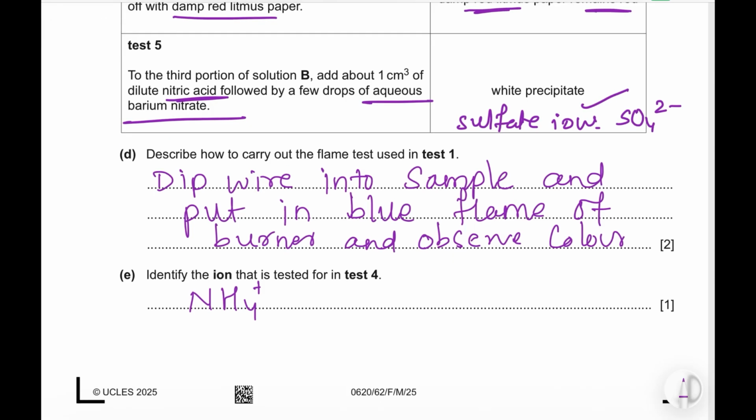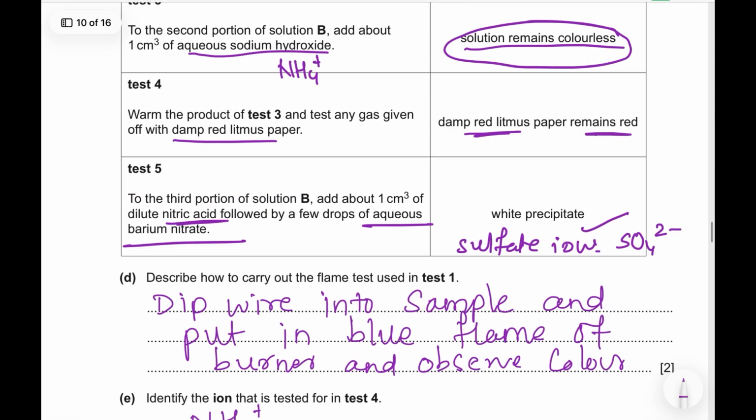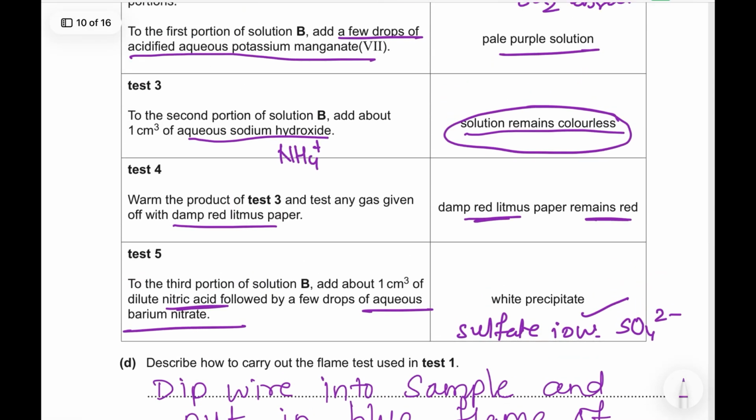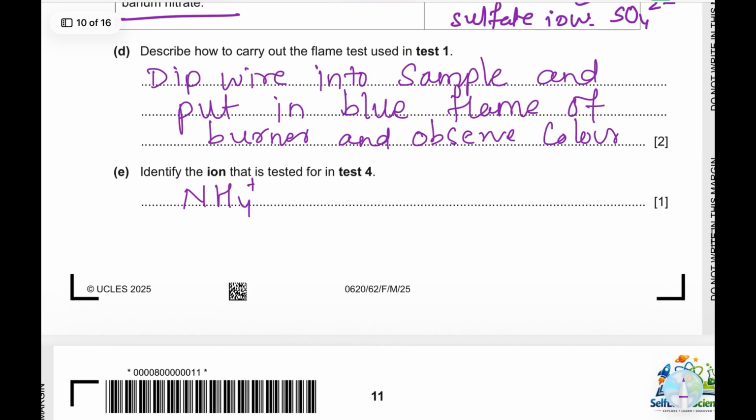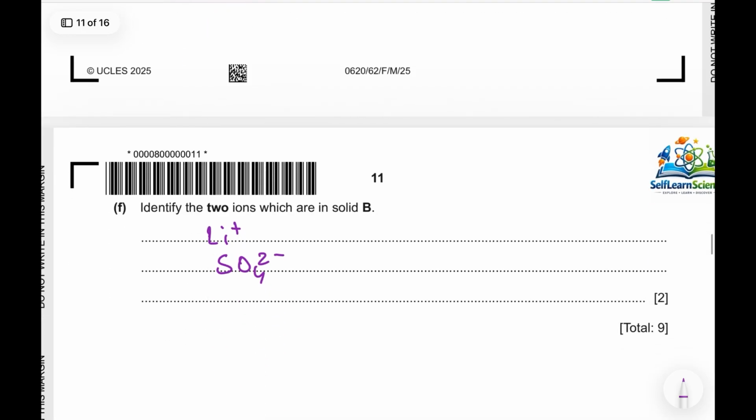Next, identify the ion that is tested for in test 4. So, we have already written that in test 4 we have actually tried to identify ammonium ions. We have tested for ammonium ions, so we will write NH4+.